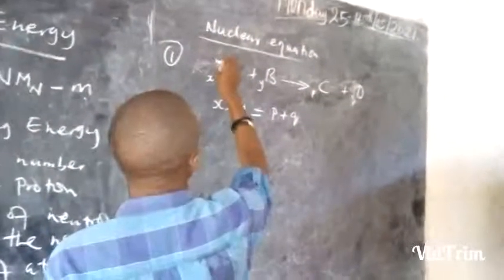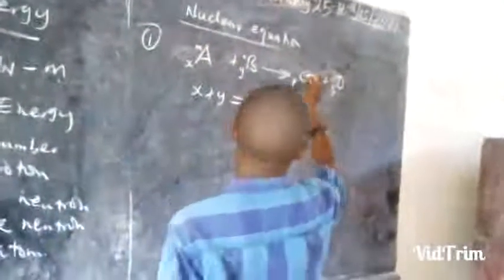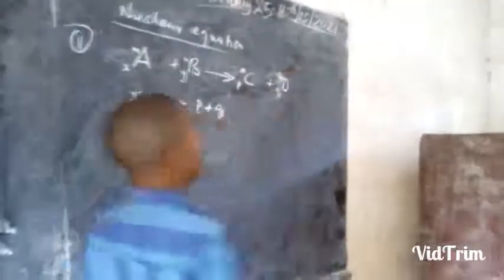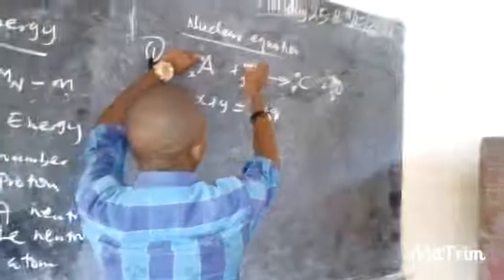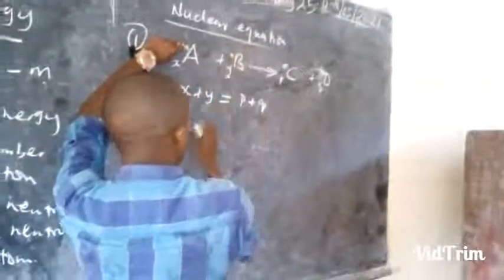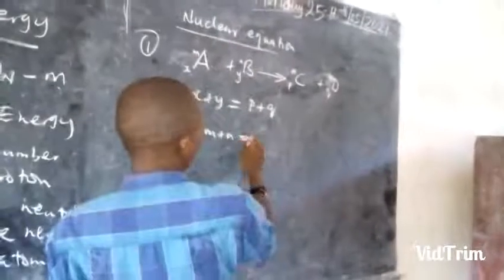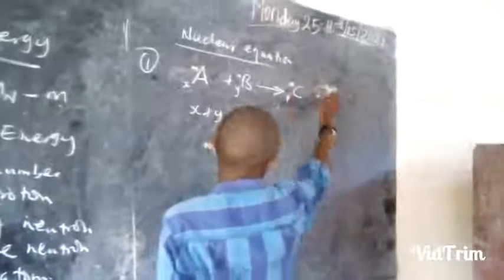We can even call this small n, small m, small n. Let us say small a is here. We can even take this one as small b. So the values at the top are the mass numbers. Where we now add the mass numbers on the left, n plus n, the two values on the left, when I add the two, I will get an answer that is the same as those on the right. I have a plus b.